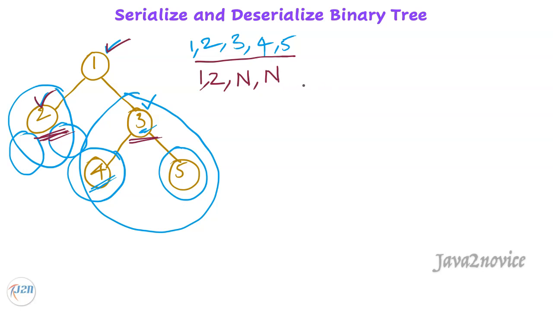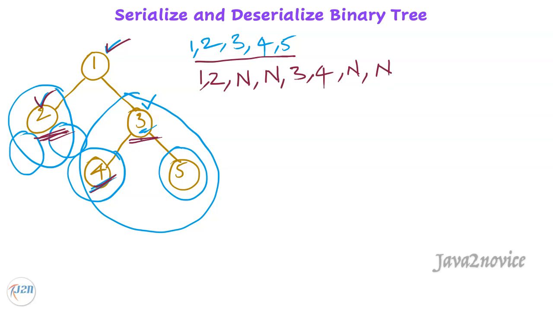Let's construct the remaining string here. We'll move to the right subtree. 3 is its parent node, followed by its left subtree. Since 4 is a leaf node, its left child reference is null. Also, its right child reference is null.